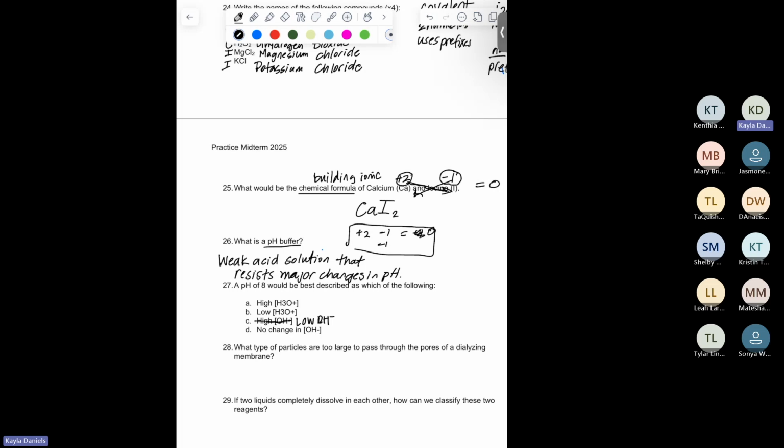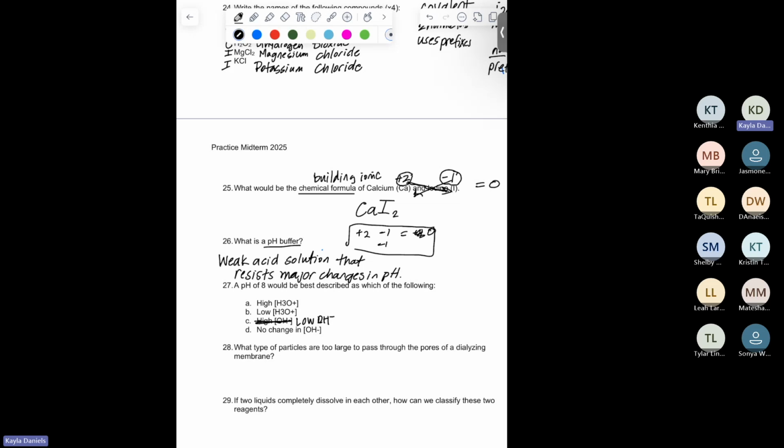All right, 27. All right, 27 is kind of weird. I'm pretty sure I have a typo. I'm pretty sure I want C to say low OH. I know on your test it's not confusing. I just always forget to make this edit, and then I come back 8 weeks later and I go, what the heck was that edit supposed to be?